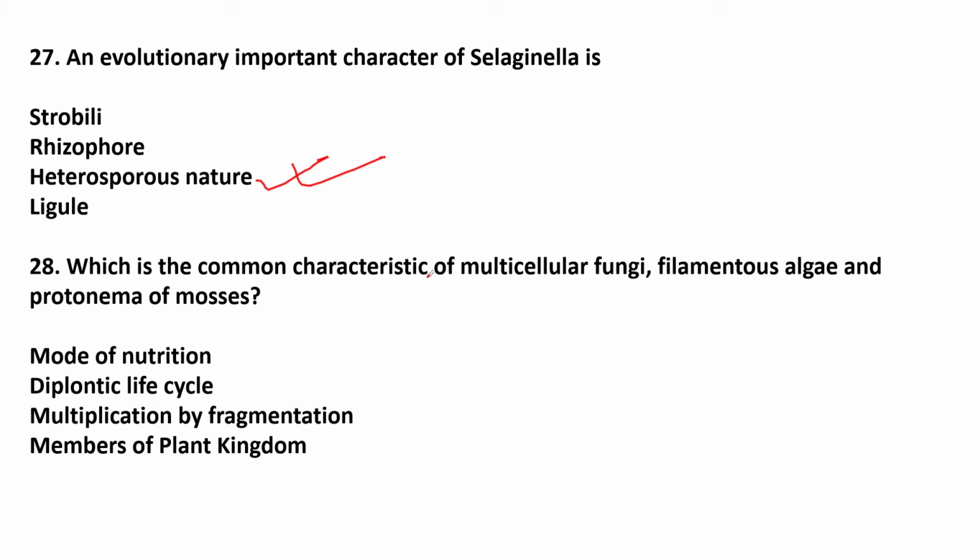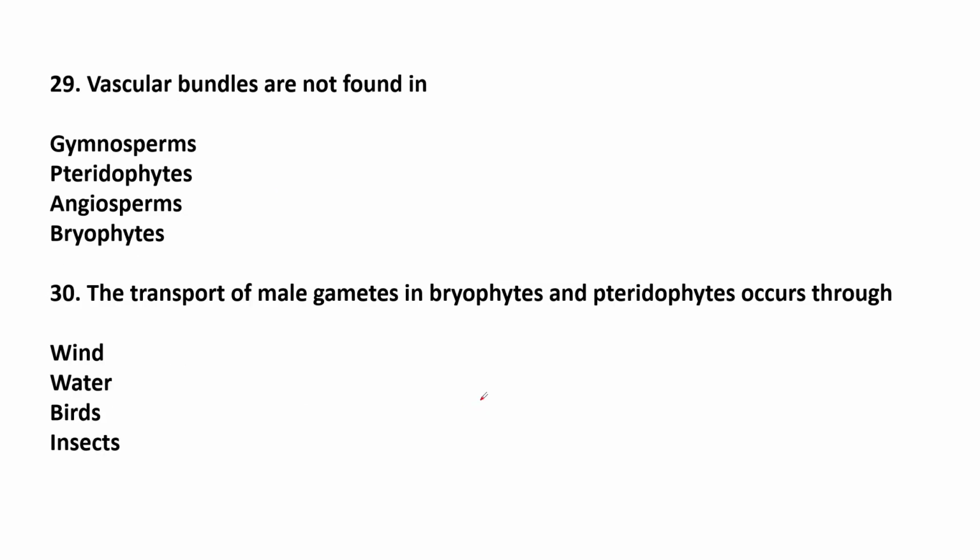Which is the common characteristic of multicellular fungi, filamentous algae, and protonema of mosses? Options are mode of nutrition, diplontic life cycle, multiplication by fragmentation, members of plant kingdom. The right answer is multiplication by fragmentation. Vascular bundles are not found in gymnosperms, pteridophytes, angiosperms, and bryophytes. Vascular bundles are not found in bryophytes. The transport of male gametes in bryophytes and pteridophytes occurs through wind, water, birds, and insects. It is with water.